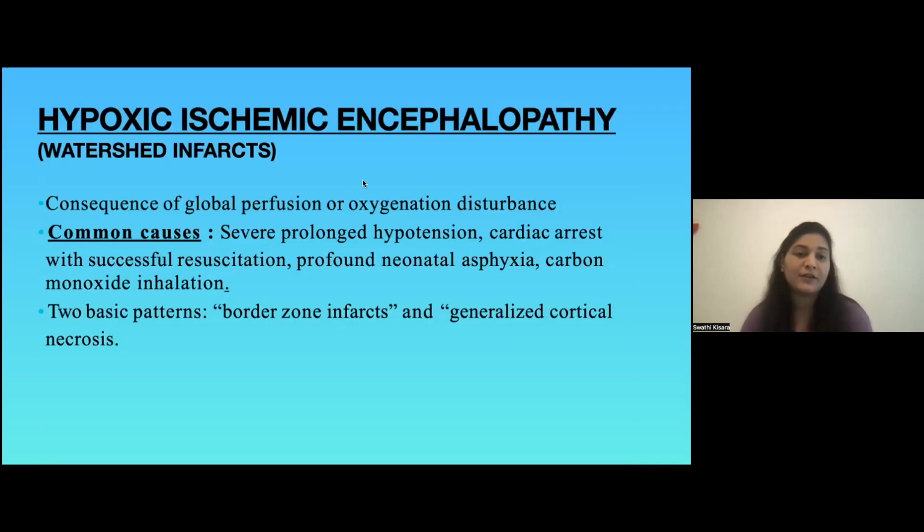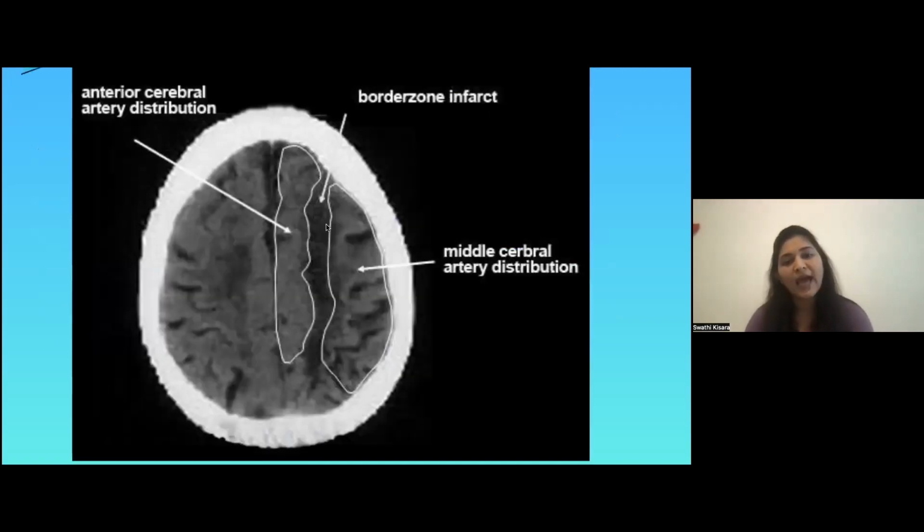Now coming to watershed infarcts, the most common cause is hypoxic ischemic encephalopathy. It is the consequence of global perfusion or oxygenation disturbance in the brain. And the most common causes of HIE are severe prolonged hypotension, cardiac arrest with successful resuscitation, profound neonatal asphyxia, and carbon monoxide inhalation. Two basic radiologic patterns can be identified in HIE, and they are border zone infarcts and generalized cortical necrosis. So this is an axial CT image showing a border zone infarct between the ACA and the MCA distribution.